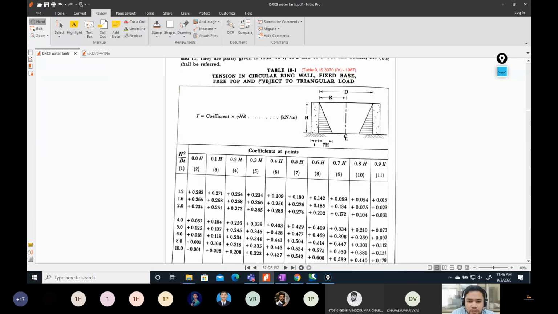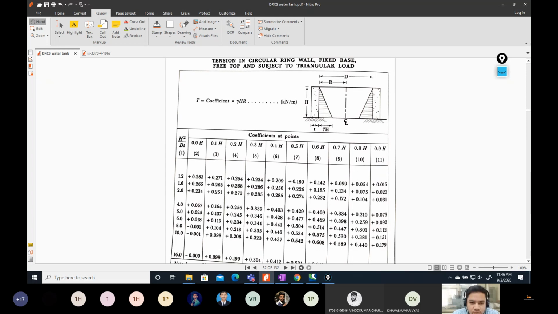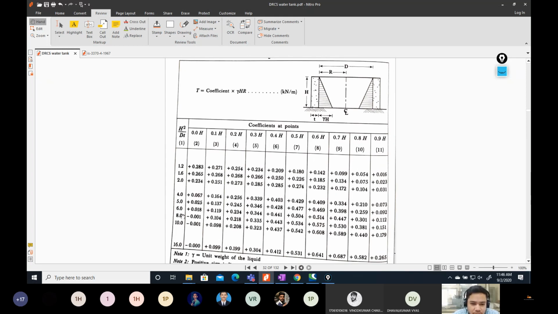That is table 9, which gives you the tension in circular ring wall, fixed base and free top. Note that here we have fixed base, so for fixed base we have to refer to this. In case the data you have been given is a hinge base, then you have to use the table for the hinge base. The ratio is 7.78, which is in between 6 to 8. So you can interpolate the value for 7.78, and you can have the coefficients at different heights, at 0h, 0.1h, 0.2h, and so on up to 0.9h.